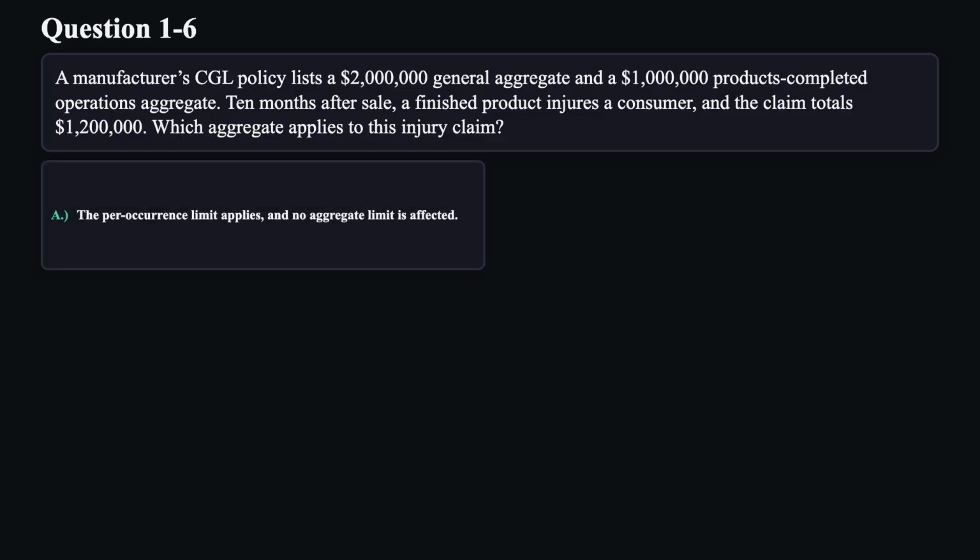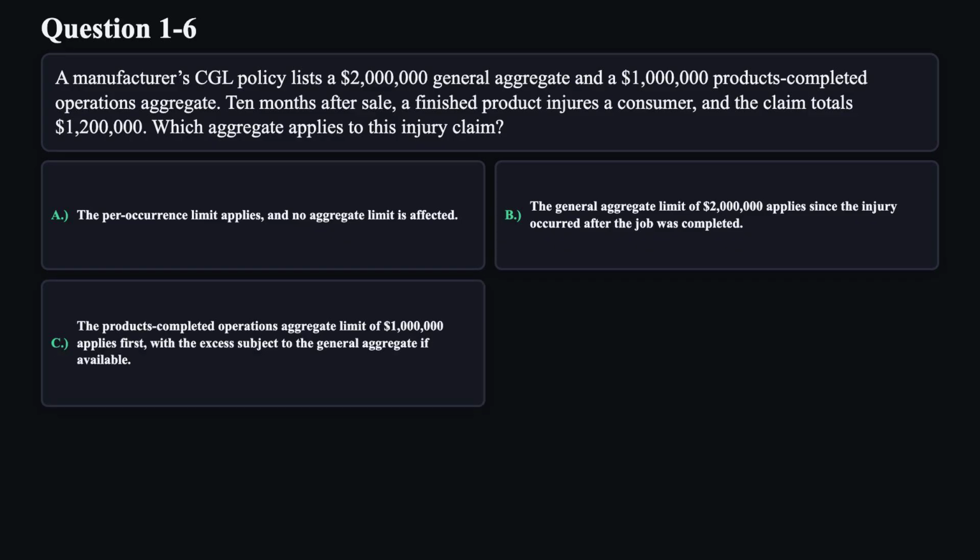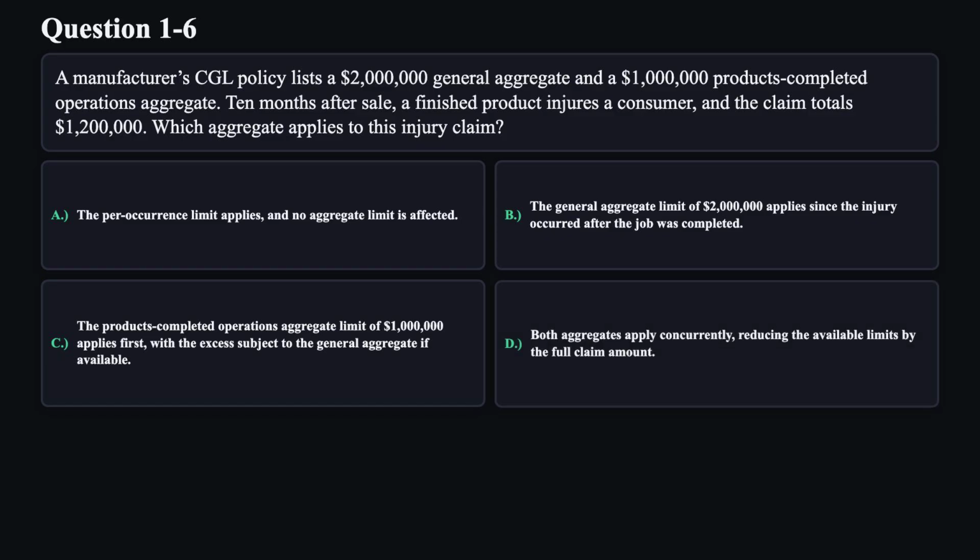A. The per occurrence limit applies, and no aggregate limit is affected. B. The general aggregate limit of $2 million applies since the injury occurred after the job was completed. C. The product's completed operations aggregate limit of $1 million applies first, with the excess subject to the general aggregate if available. D. Both aggregates apply concurrently, reducing the available limits by the full claim amount.